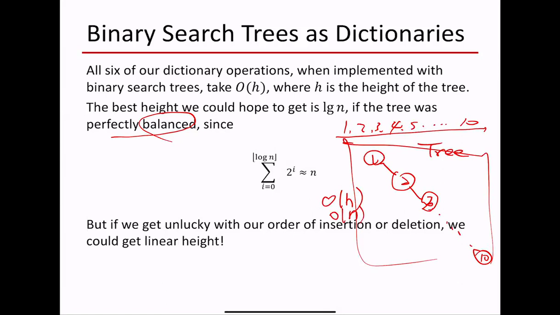Clear? Log n you can use when it is balanced. Balanced meaning left, right, left, right, left, right, something like this. Perfectly balanced meaning perfectly left, right, and you start to fill out from the leftmost.